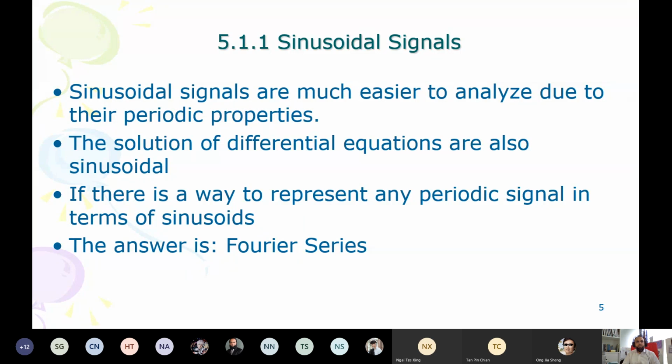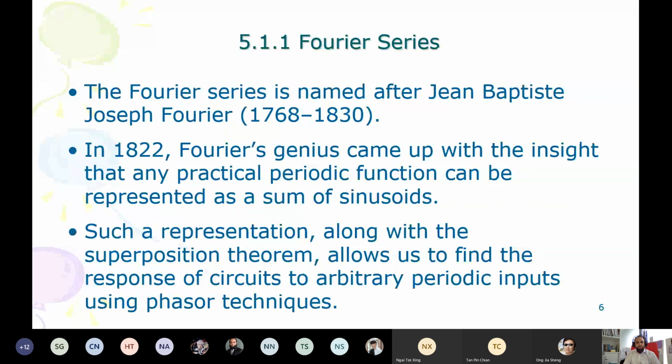When we have a circuit or system with multiple sources or multiple forcing functions, we break them down into individual ones, analyze them, and then solve them. We apply the same approach here.